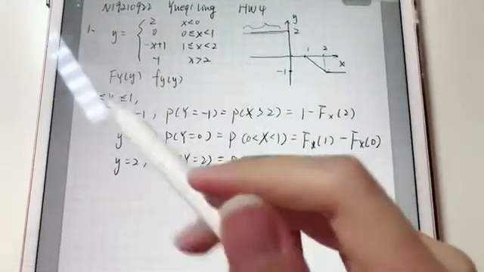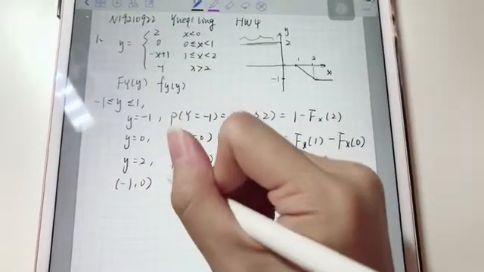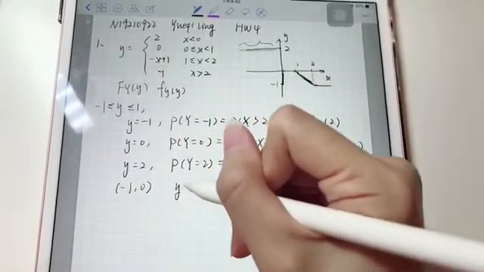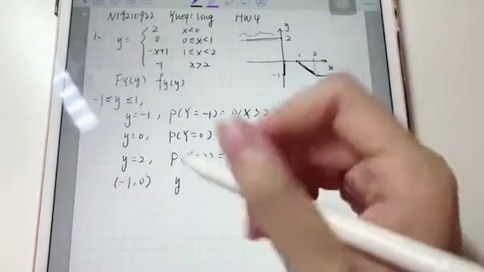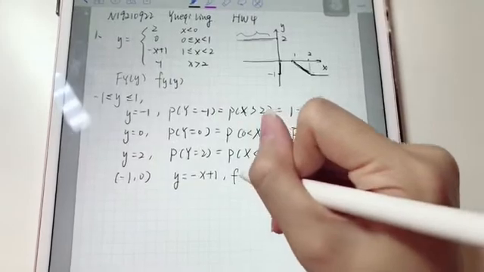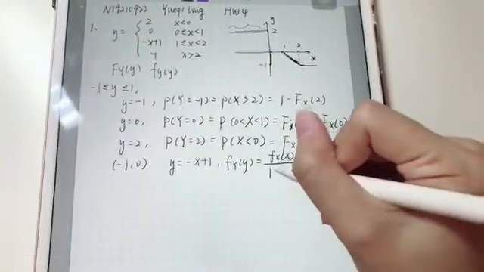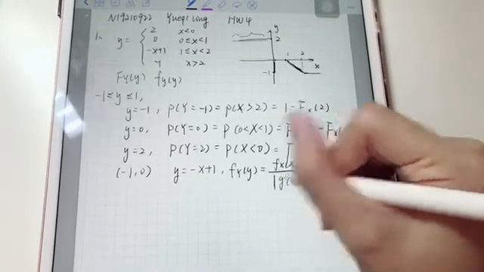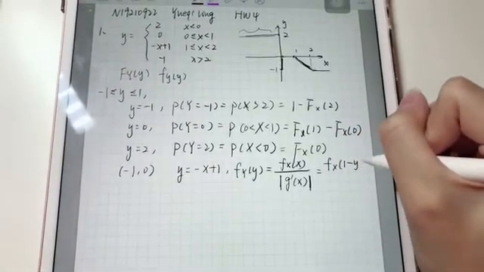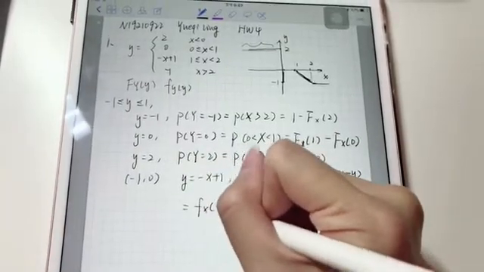We have discussed the special situations, and when x is between -1 to 0, in this part, x and y meet the equation y equals -x plus 1. So we can get that little f_Y(y) equals little f_X(x) divided by the absolute value of the derivative of g(x). That will equal little f_X(x) when x equals 1 minus y, divided by the absolute value of -1. That will equal f_X(1 minus y).